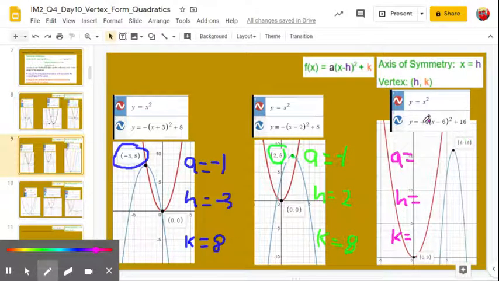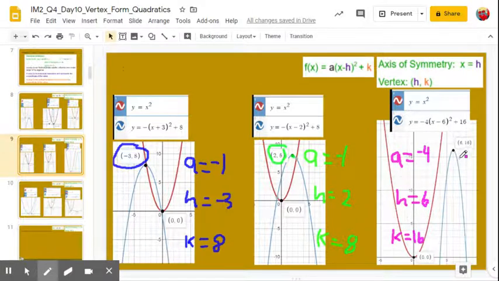Look at our last one here on the far right. We have y equals negative 4 times (x minus 6) squared plus 16. So the a value this time is negative 4, h is positive 6, and k is positive 16. So (h, k) is (6, 16). Look at that, there is our vertex at (6, 16).